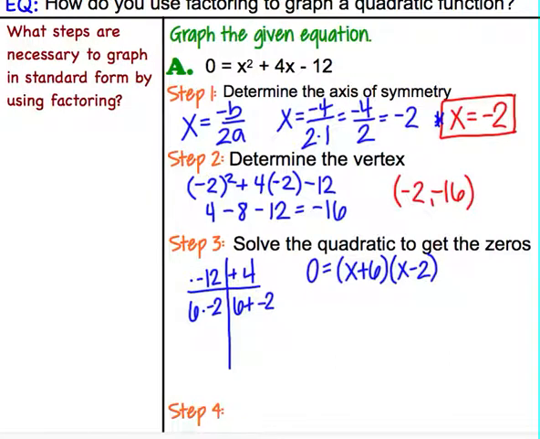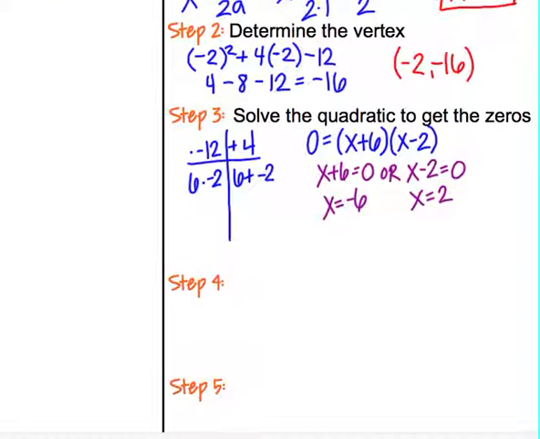So I know that I need either x plus 6 equals 0 or x minus 2 equals 0. I know that if x plus 6 equals 0, x equals negative 6. And if x minus 2 equals 0, x equals 2. This means that my zeros are negative 6, 0, and 2, 0. So now I've got 3 points.